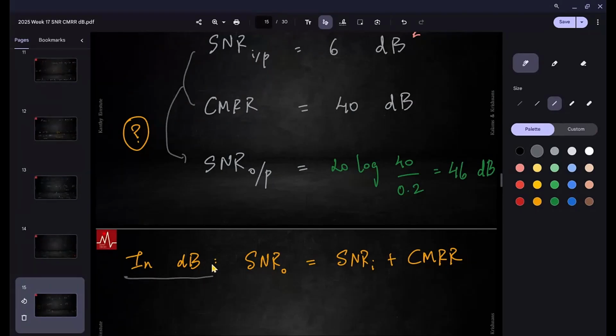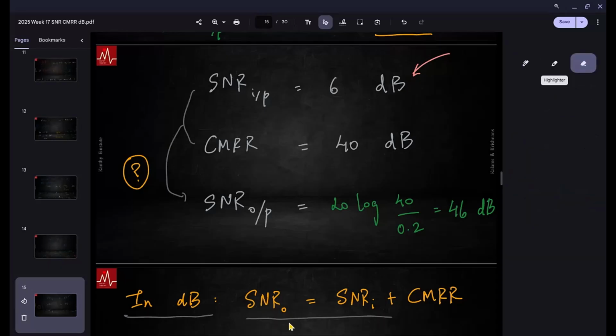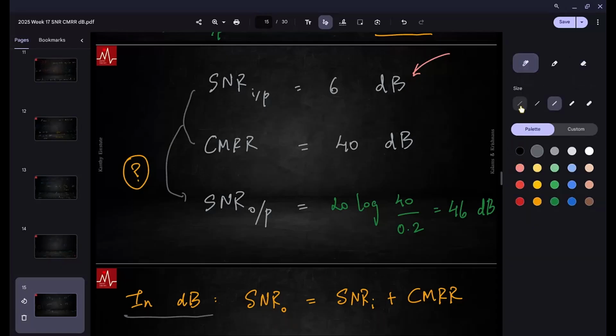You are all talking about the ratio, right? Ratio becomes addition, subtraction in decibels. When you take log, they get added up. Many of you are mentioning that's correct. Many of you are saying SNR out by SNR in, that is CMRR. Yeah, that is correct, right? So if you're dealing with decibels, things just get added up. Now things are additive. This is the reason we move to a logarithmic scale.